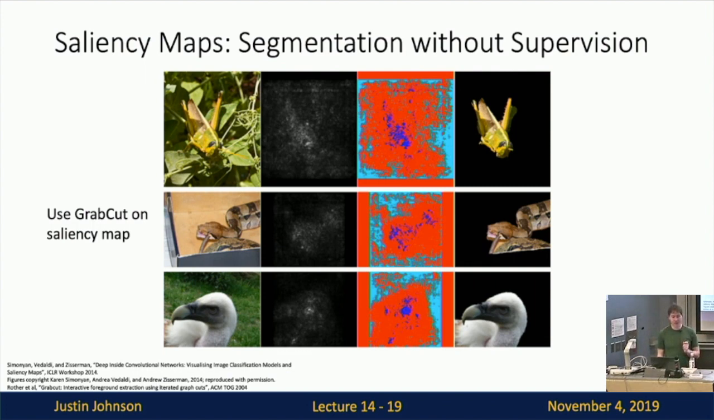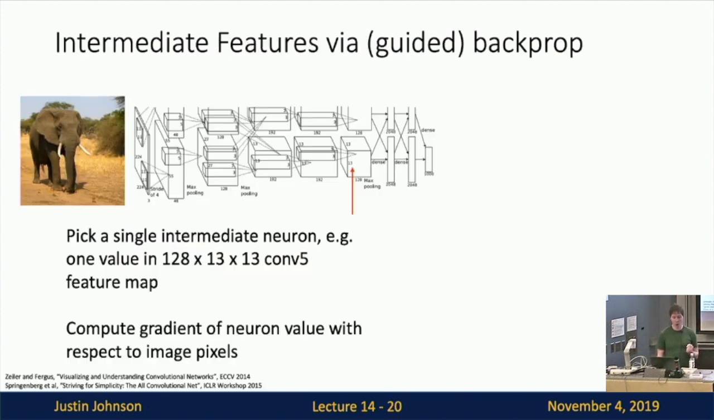Okay, so this gave us the idea of using gradient information to compute, for each pixel in the image, how much changing that pixel affects the final output score. This turns out to be a really powerful idea of using gradient information on the images to understand what neural networks are doing. Now we can take this to another level and ask not just which pixels of the image affect the final class score, but return to the question of what intermediate features inside the network are looking for. And we can use gradient information to help us answer this question as well.